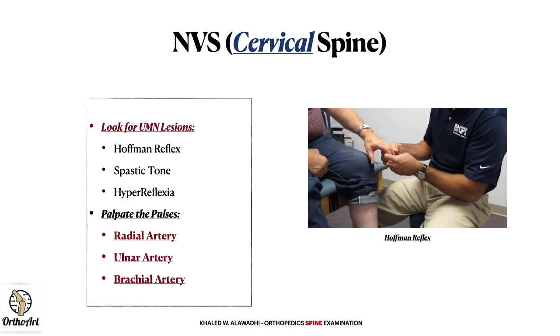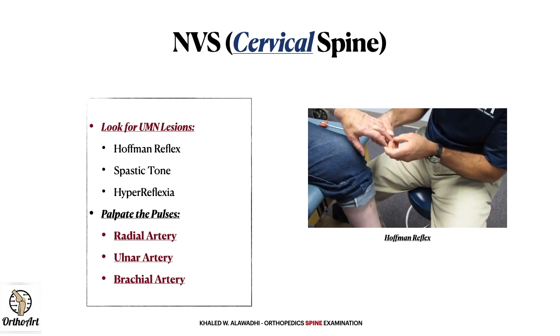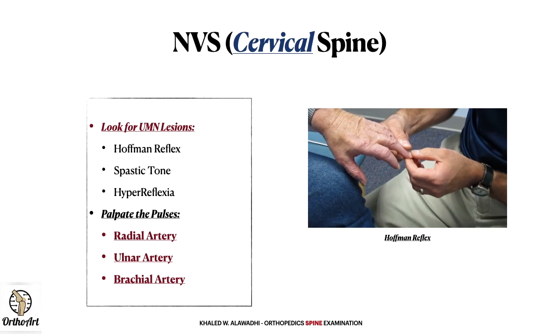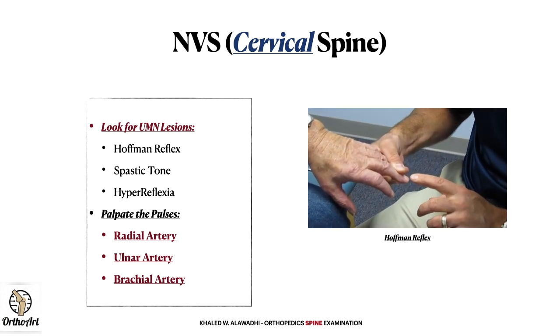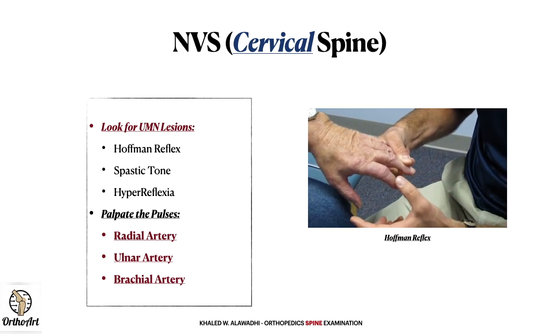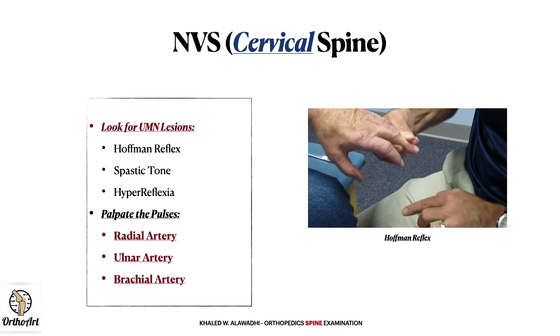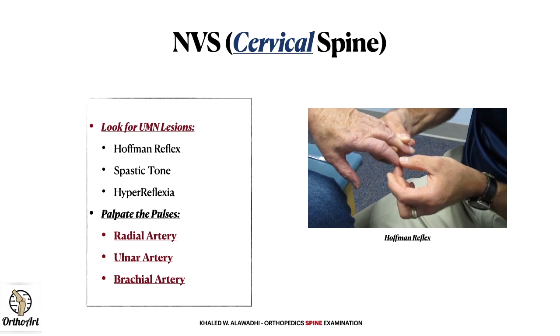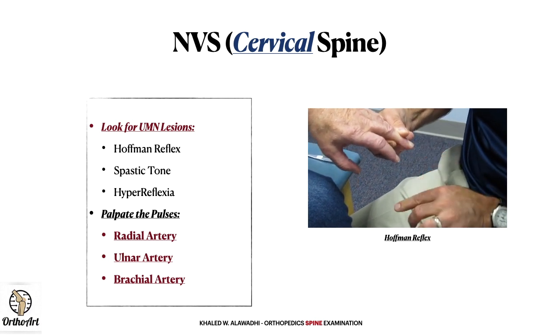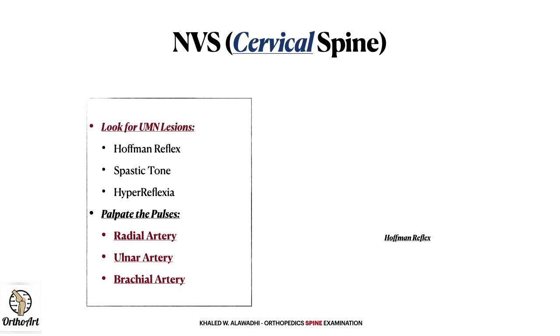Positive Hoffman sign, so I'm going to take and hold his middle finger at the DIP joint, and I'm going to quickly flick the end of the finger and watch the thumb and forefinger. They kind of oppose. This finger adducts a little bit. That's a positive Hoffman sign.